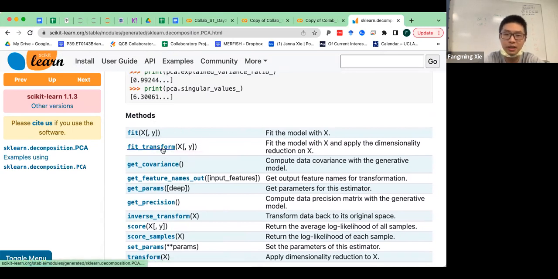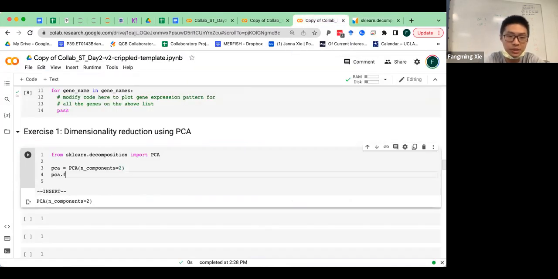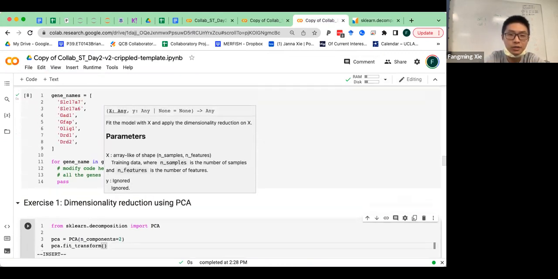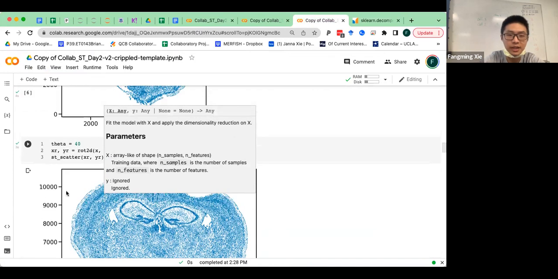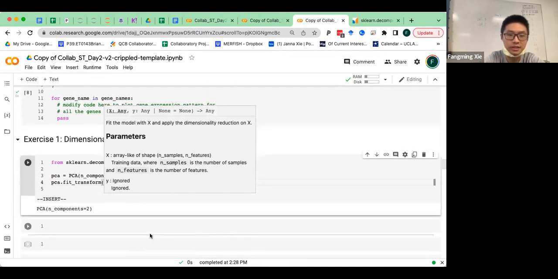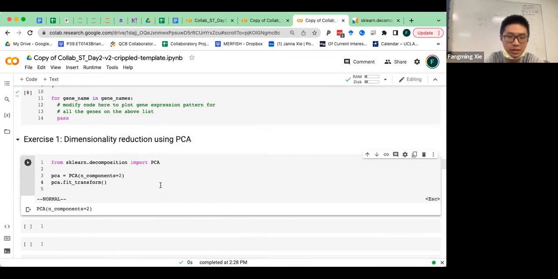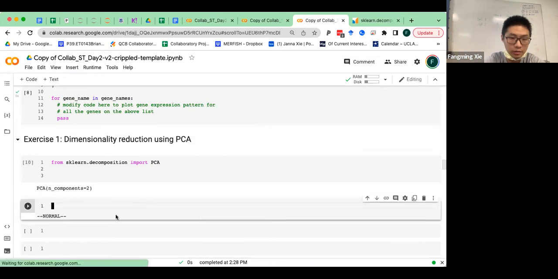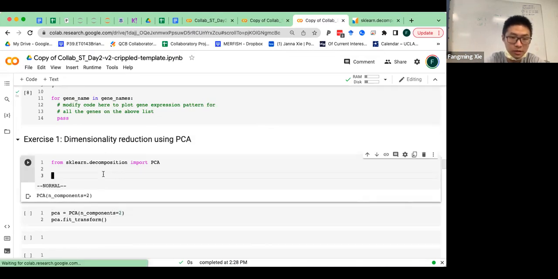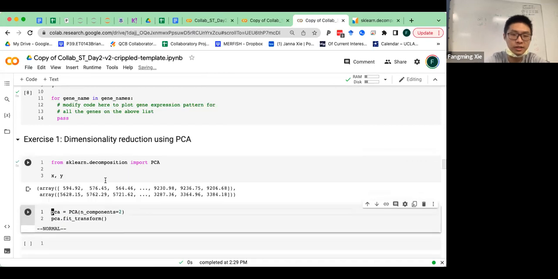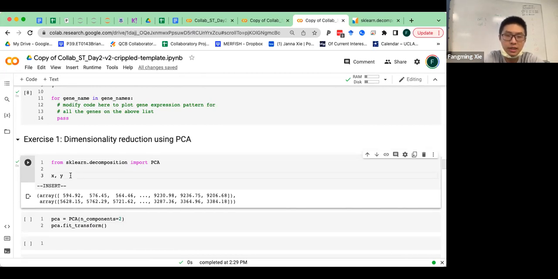Either way works, but I'll apply this fit_transform. So we do PCA.fit_transform, and then I want to do it on our X and Y coordinates, just as a demo, but you want to do it on other things later. Let me copy this. We have our X and Y coordinates already, but they are two one-dimensional things. They are two vectors, if you will. We want to apply PCA to a matrix.